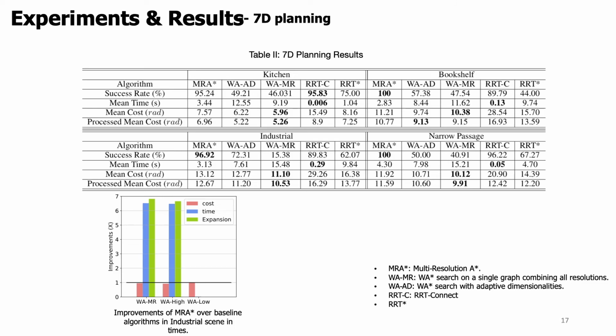In terms of success rate, MRI star consistently has high success rates in all scenes. Besides, MRI star is faster than other search-based algorithms and RRT star for most of the time. Although it is not as fast as RRT Connect, the solution quality from MRI star is much better than RRT Connect, and even better than RRT star. The improvements shown below are consistent with the results from 2D planning. There is a significant improvement in planning speed, but not that much improvement in cost.